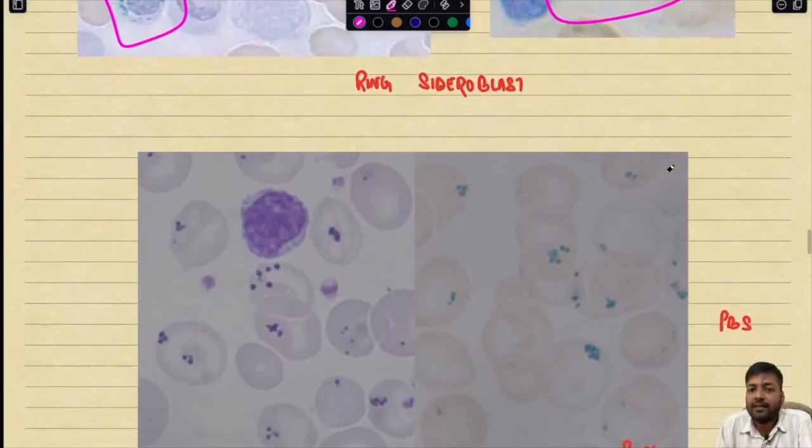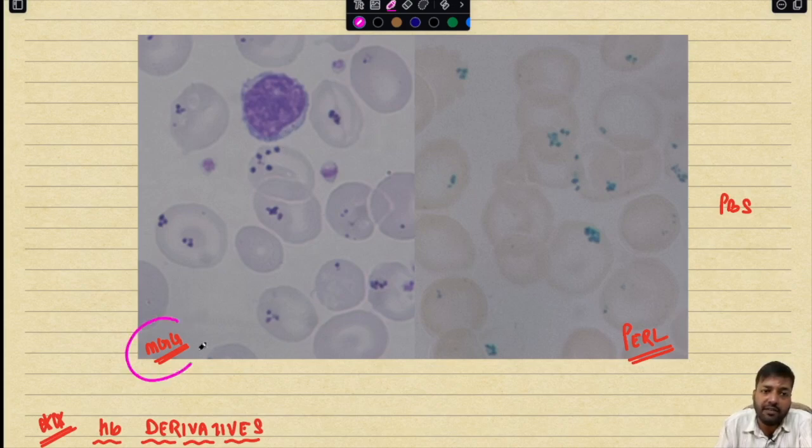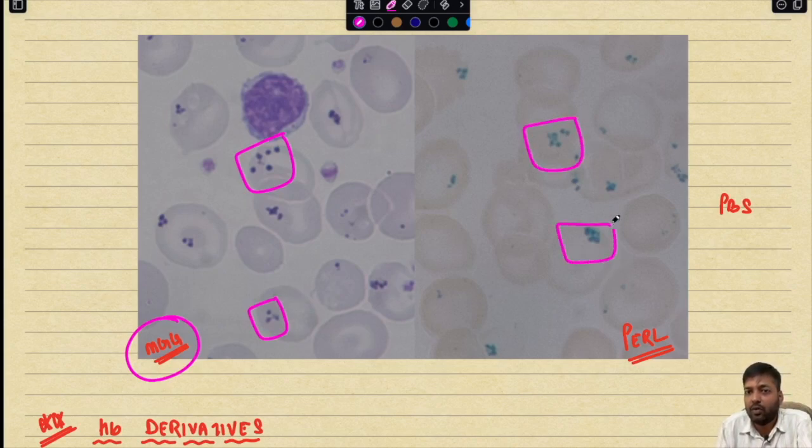And this is basically what I wanted to highlight to you: the presence of Pappenheimer bodies. In the peripheral blood smear with MGG, which is the Romanovsky stain, you can see numerous basophilic granules inside the cytoplasm, which are called Pappenheimer bodies. Using the Perls stain, they can be highlighted as well. These cells in the PBS are called siderocytes, usually seen post splenectomy. Pappenheimer bodies can be seen.